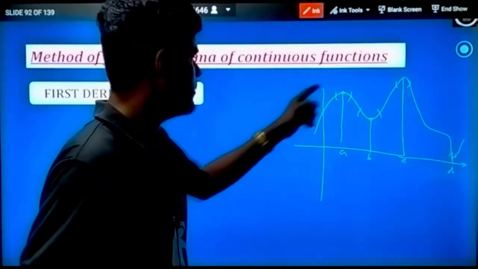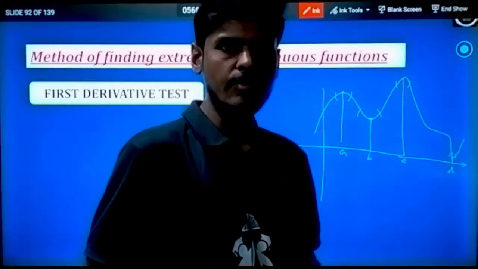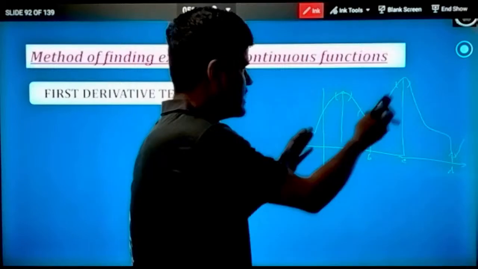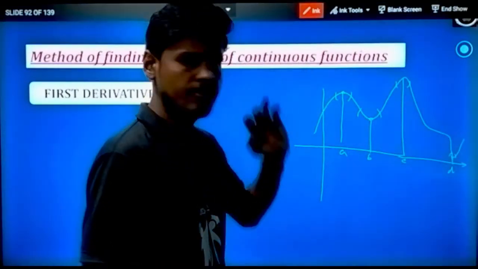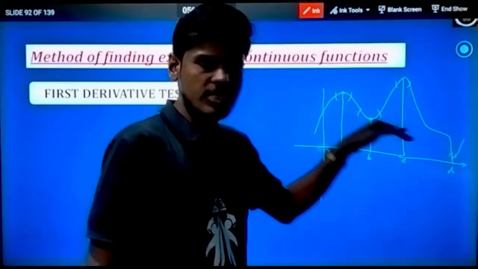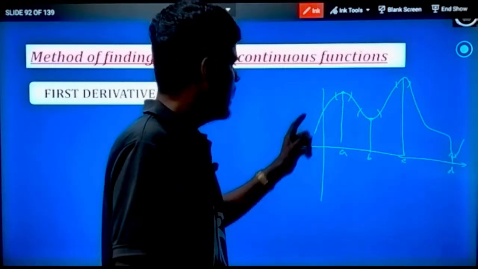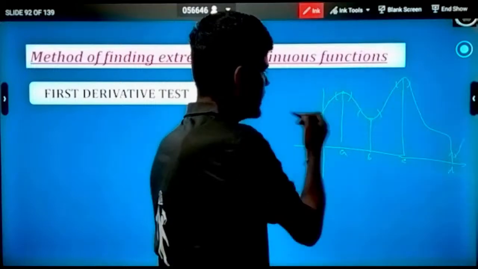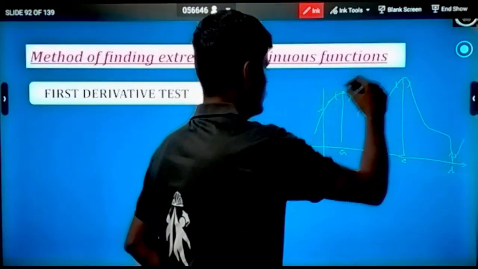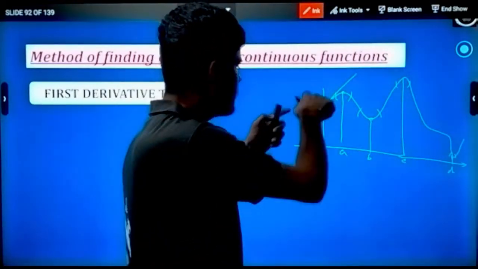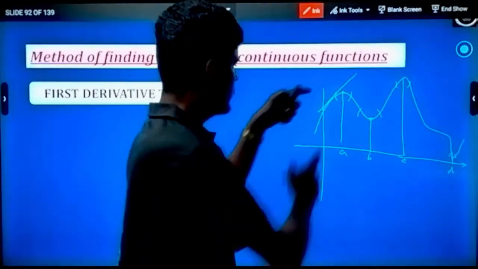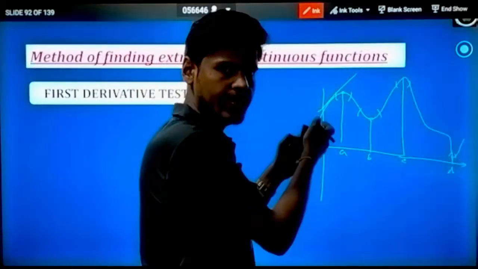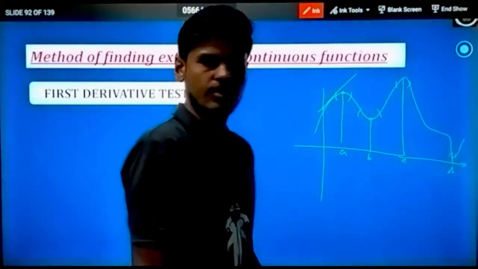Now how to identify if a function has maximum or minimum value by using the first derivative test? It is very simple. What is the observation when we see this curve? It is a continuous function, yes. And it should be differentiable also. Then we can use this method. And what is the condition? In the left side of this point, the tangent to the curve has a positive slope, yes or no? Tangent has a positive slope because it makes an acute angle with the x-axis. So this is a positive slope.